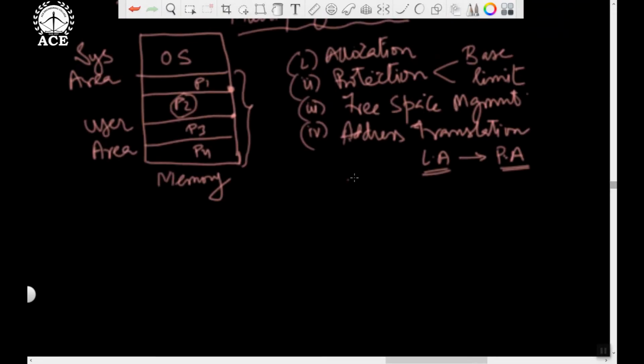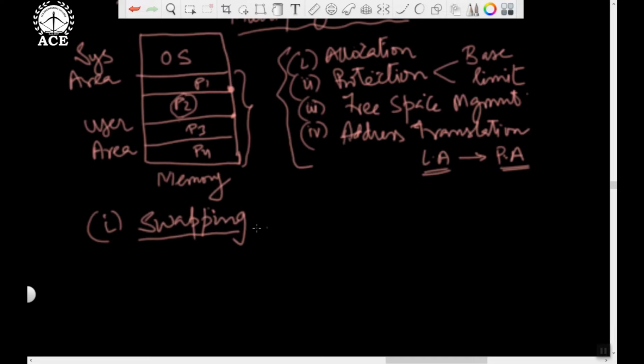Address translation means the address generated by the user program when it runs on the CPU is generally called the logical address, whereas the address that is needed to access memory is called the physical address. So essentially we need a mechanism by which we can convert a logical address into a physical address. How is that going to be done? We have to look into it by means of different memory management techniques. So these are the important issues that we need to address in a memory management technique.